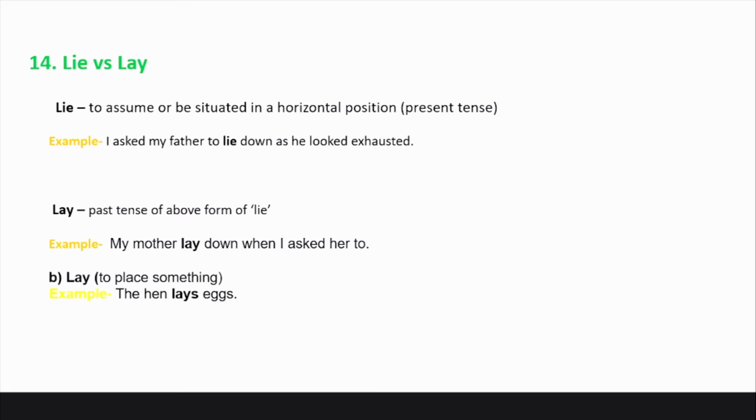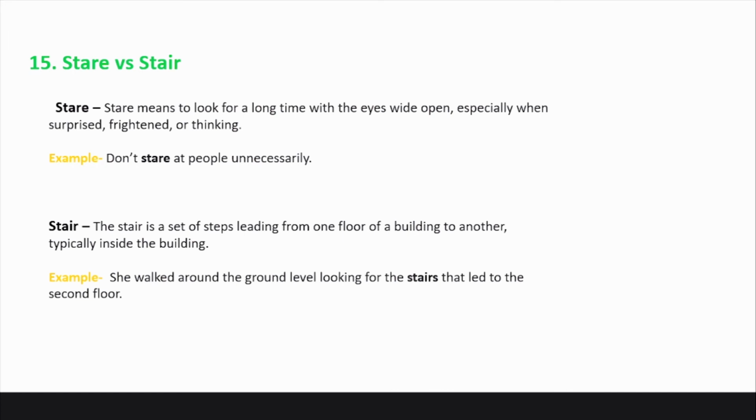Let's look at a 14th pair, lie and lay. Lie, meaning to assume or be suited in a horizontal position, and this is in present tense. Let's look at the example. I asked my father to lie down as he looked exhausted. Lay, and this is the past tense of the above form of lie. Let's look at the example. My mother lay down when I asked her to. And the second meaning of lay is to place something. Let's look at the example. The hen lays eggs.